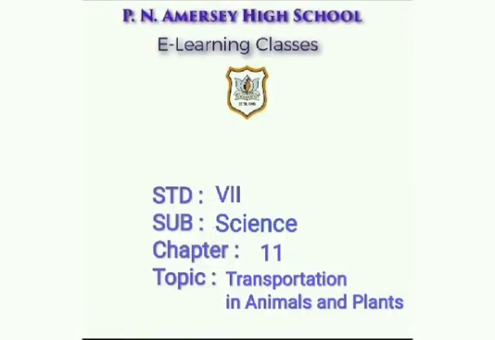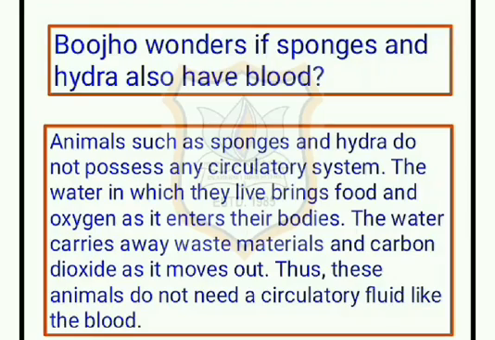Hello students, let's continue chapter 11 of science of class 7, that is transportation in animals and plants. Bujo wonders if sponges and hydra also have blood. Animals such as sponges and hydra do not possess any circulatory system.